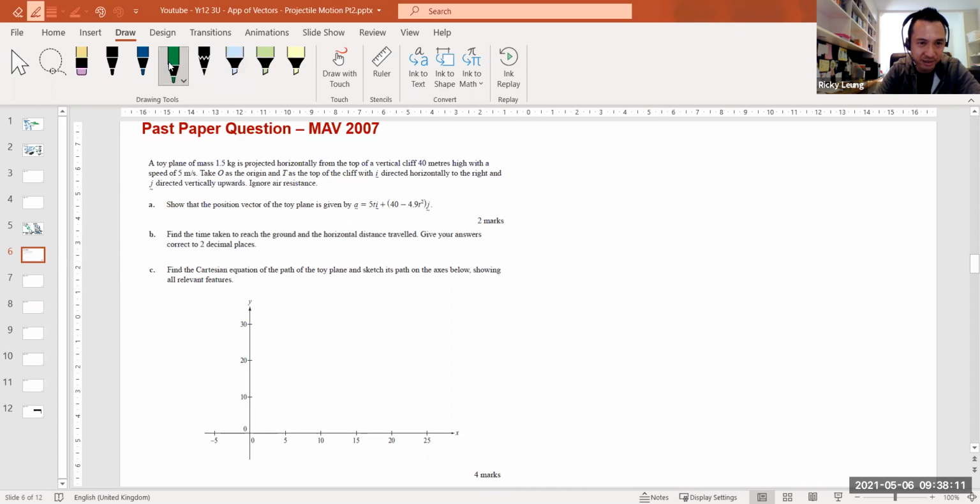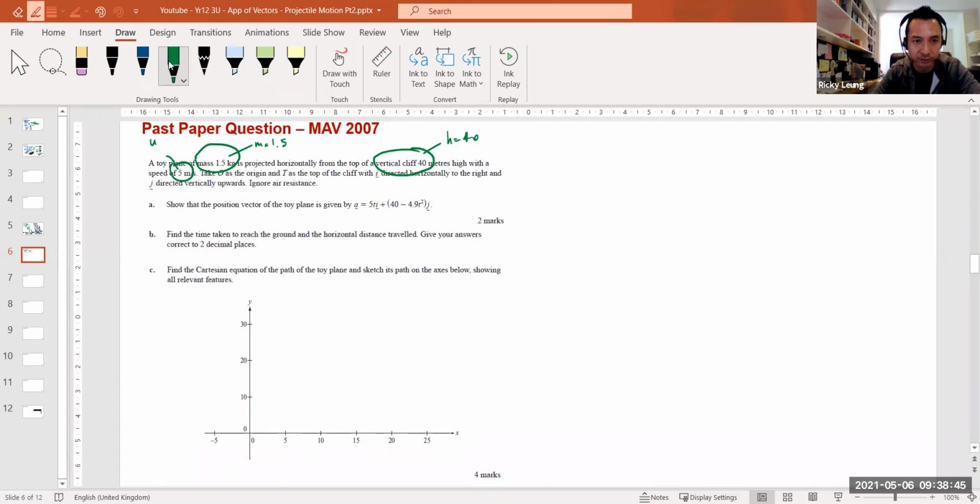Okay. So I've got a mass of 1.5. I don't think that's used, or maybe it's used in a different question which I cut off. But so, projected from a vertical cliff, the initial vertical distance is 40 with a speed u. Take O as the origin and T as the top of the cliff, with i directed horizontally to the right and j. Ignore air resistance. Perfect.